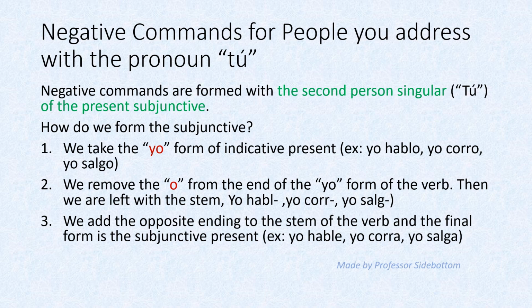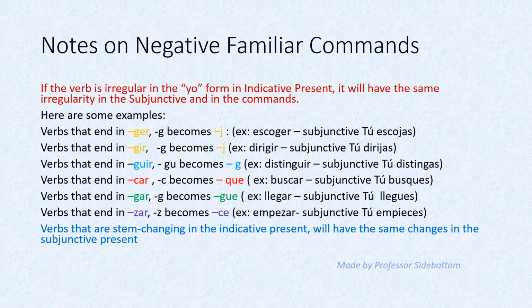Step 3, we add the opposite ending to the stem of the verb, and the final form is the subjunctive present. Yo hable, yo corra, yo salga. So if it's an AR verb, we add the ER, IR endings, and if it's an ER or IR verb, we add the AR endings. Here are some important notes on the negative familiar commands. If the verb is irregular in the indicative present in the yo form, it will have the same irregularity in the subjunctive and in the commands.